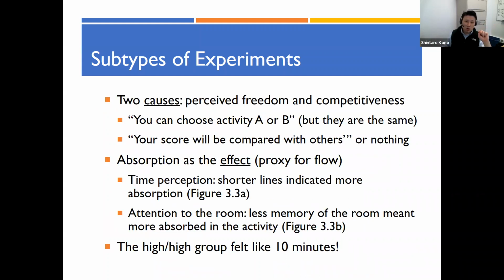Now, Roger Mannell had two causal variables, independent variables, in mind. One is perceived freedom, the other is perceived competence. For perceived freedom, we had to have 2 groups of students. One group, when they entered the waiting room, were told, hey, while you're waiting in this room, you get to choose an activity or game you can do.